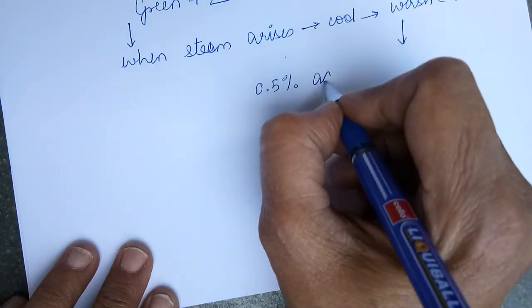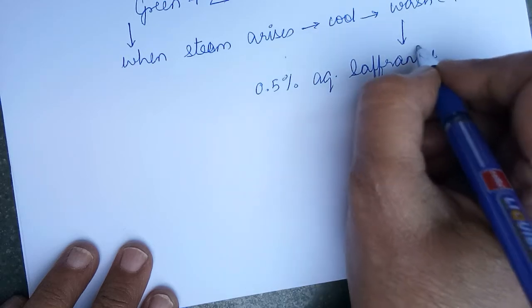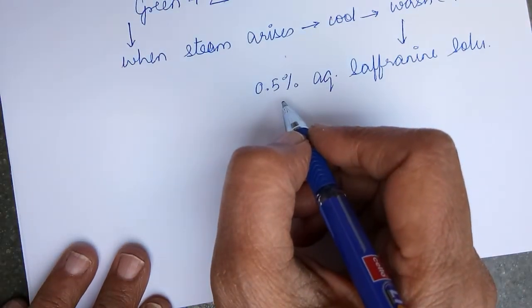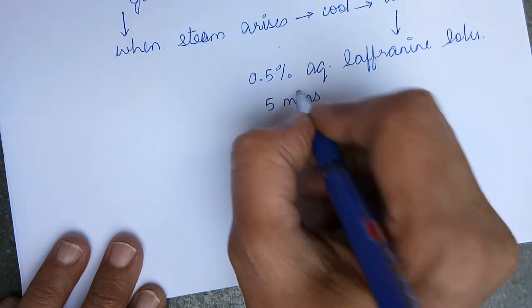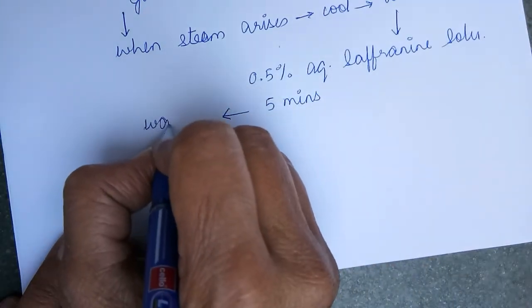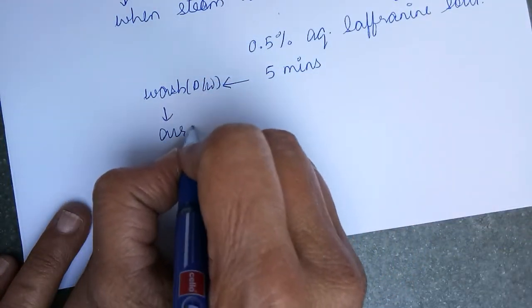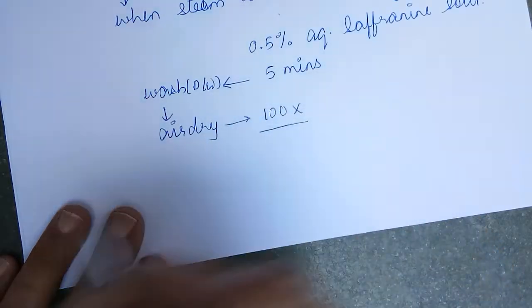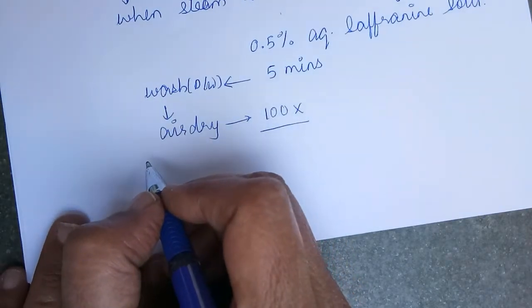The 0.5% aqueous safranin solution is applied for 5 minutes. Then again we wash the slide with distilled water, allow it to air dry, and examine under the oil immersion lens, that is 100x. So this is what we perform in Schaeffer's method.